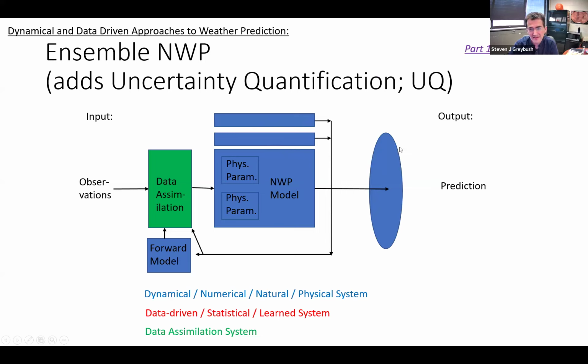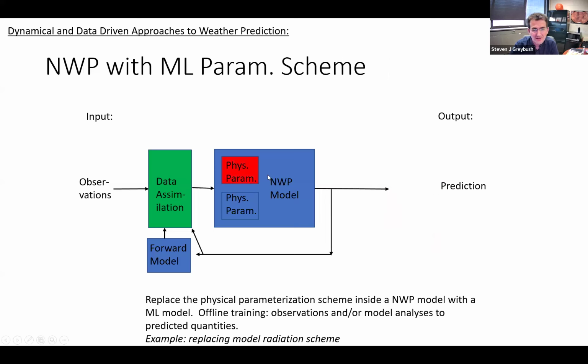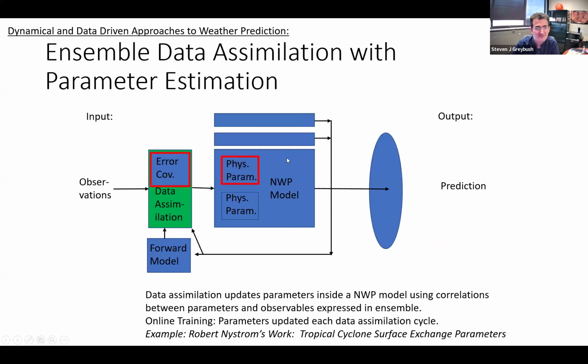We see also that this is representing that uncertainty quantification to get basically a PDF around a solution. We could also do uncertainty quantification as well as post-processing. For example, the analog ensemble technique that's been used for weather. We can also use machine learning to replace different physical parameterizations as part of a numerical weather prediction model, because these predictions can be much faster than the original.